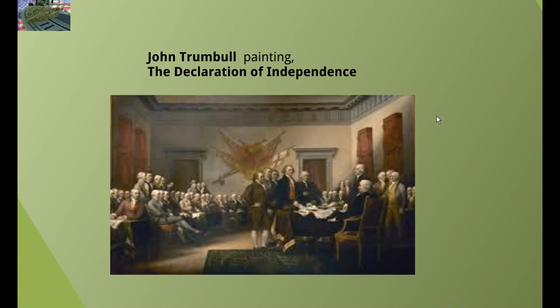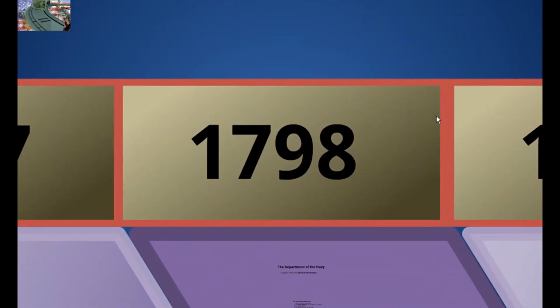So we have a painting by John Trumbull of the Declaration of Independence. It's an important artistic production.